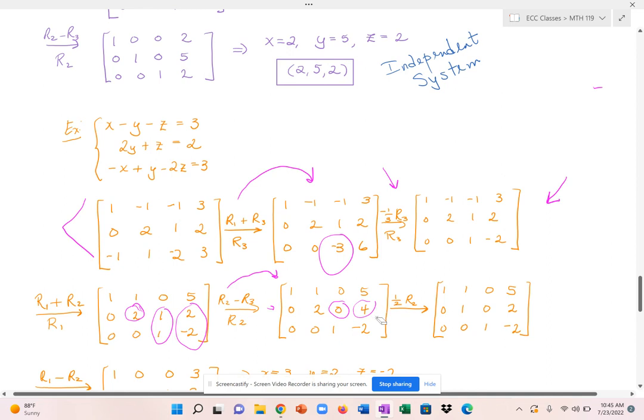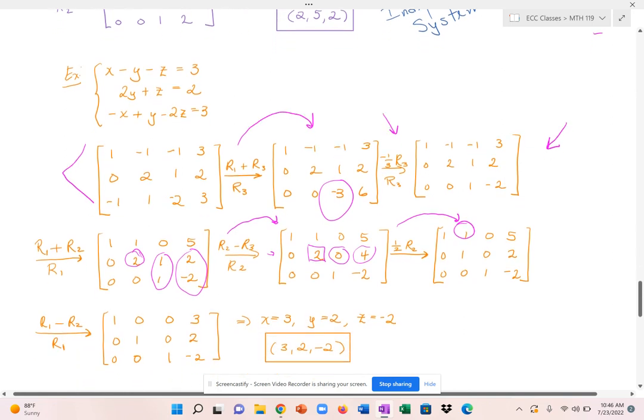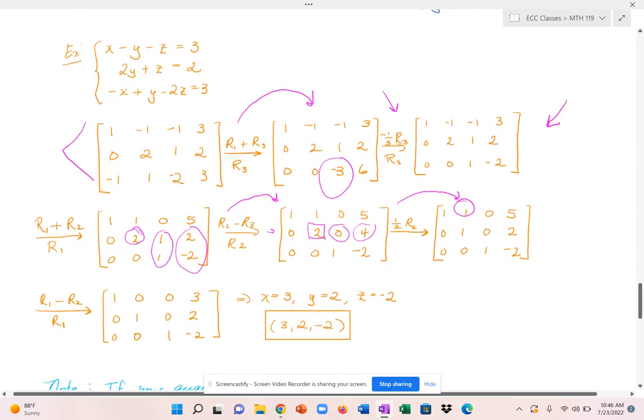Okay, so now, again, that 2 there needs to change in this position. So I'm going to multiply row 2 by a half. So row 1 and 3 get copied over, and row 2 changes to 0, 1, 0, and 2. So I have one more thing that I need to accomplish. I need to make that into a 0. And the easiest way to do that is just to subtract row 1 minus row 2 to get a new row 1. And so my row 1 changes to 1, 0, 0, and 3, because 5 minus 2 is 3.